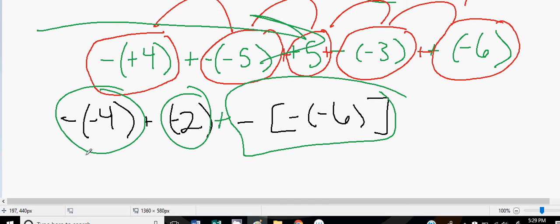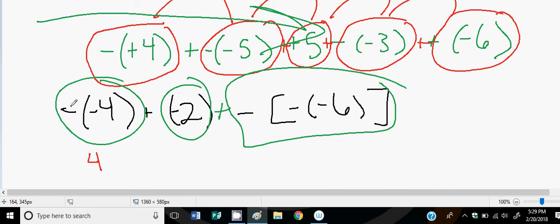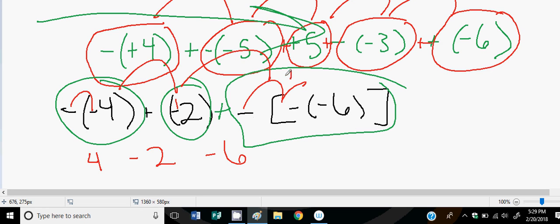Now I simplify. This is really 4 because I have an even number of negatives. This is an odd number of negatives, so it's still a negative 2. This is an even or odd number of negatives. These match up, and I'm left with this negative 6. I'm combining these 3 pieces to finally equal negative 4.